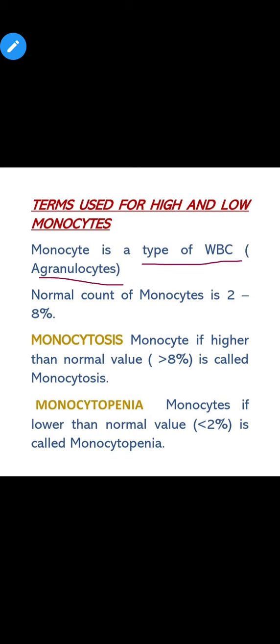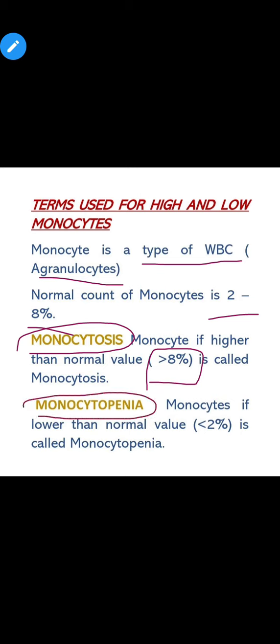Normal count of monocytes is 2 to 8%. And the term monocytosis is used when there is a higher than normal value of monocytes, that is greater than 8%. So monocytosis, an increased number of monocytes in the blood, occurs in response to chronic infections, in autoimmune disorders, in blood disorders, and in certain cancers.